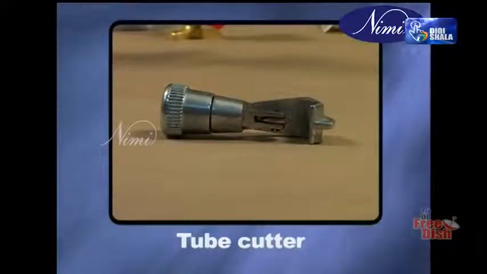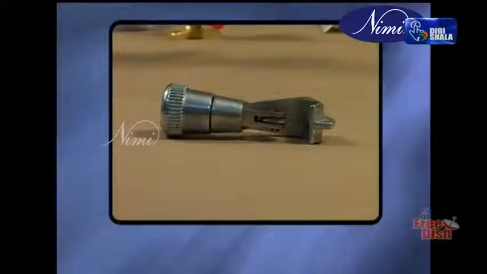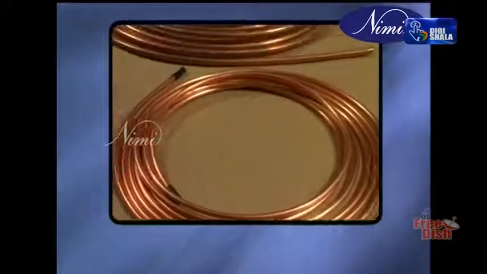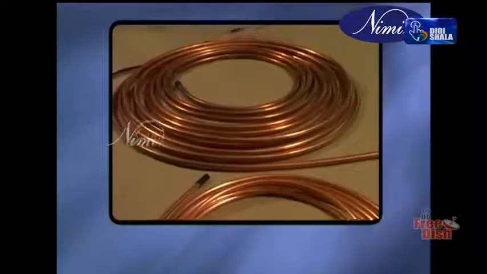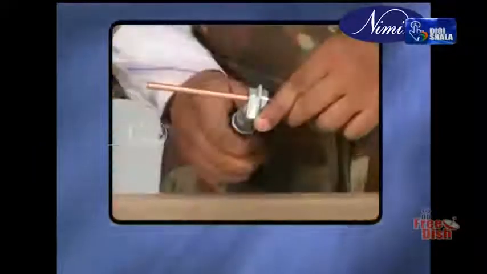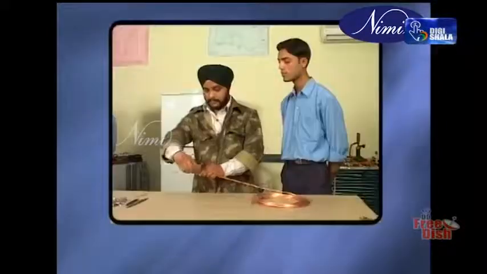Tube cutter. Small diameter annealed, soft copper tubes are used in most refrigeration work. Tube cutter is used to cut these tubes. It consists of a V block against which the tube rests and an adjustable round blade of carbon steel which cuts the tube.